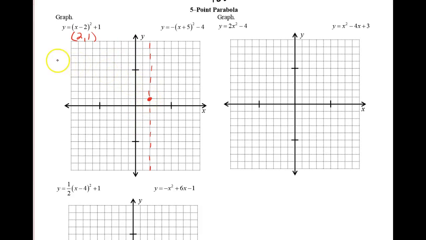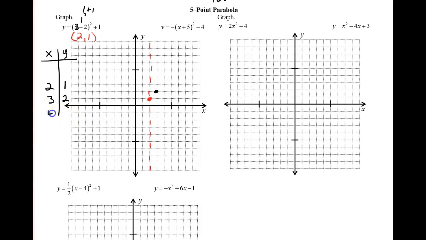And so if I were doing this the old-fashioned way, we have an XY table. My vertex is in the middle at 2, 1. So I would like to plot a point next to 2, and so I would plug 3 in. And so I take 3, I plug it in here. 3 minus 2 is 1. 1 squared is 1. Plus that 1 on the outside gives us 2. So at 3, 2, I have my next point.